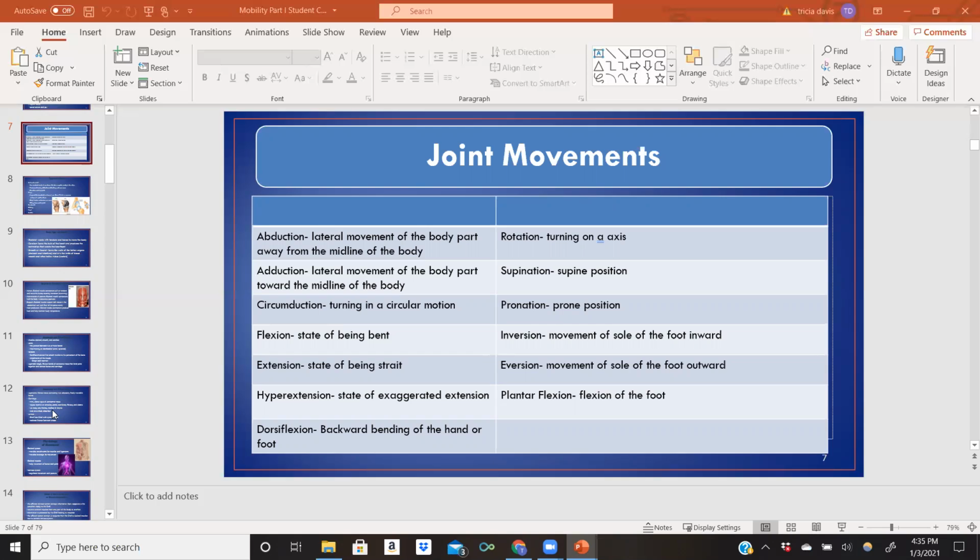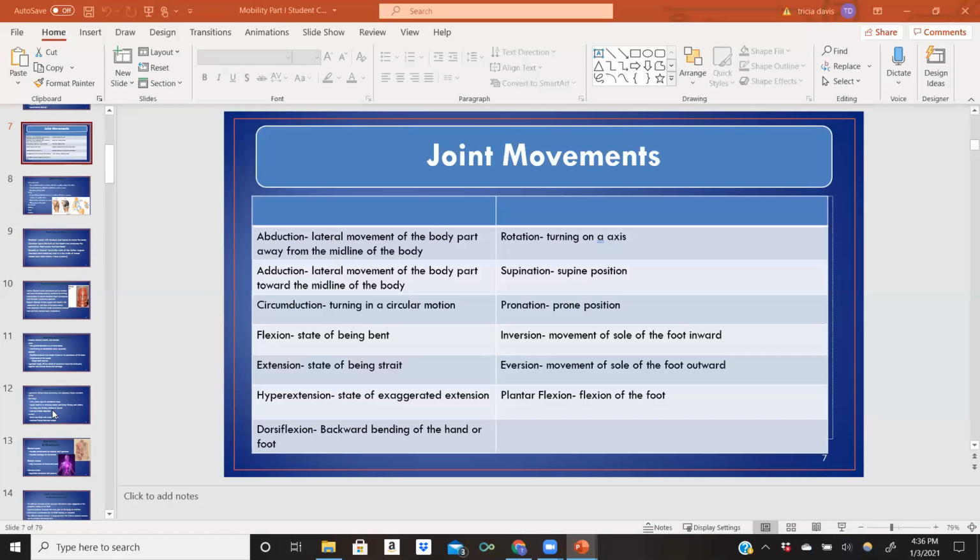An example of circumduction would be circling the arm at the shoulder, as in bowling, or maybe doing a serve in tennis. Flexion is the state of being bent. For example, a person's cervical spine is flexed when the head is bent forward, chin to the chest. We have extension, which is the state of being in a straight line. An example of extension is a person's cervical spine is extended when the head is held straight on the spinal column.